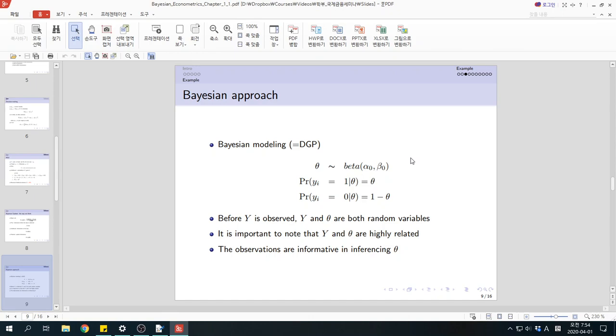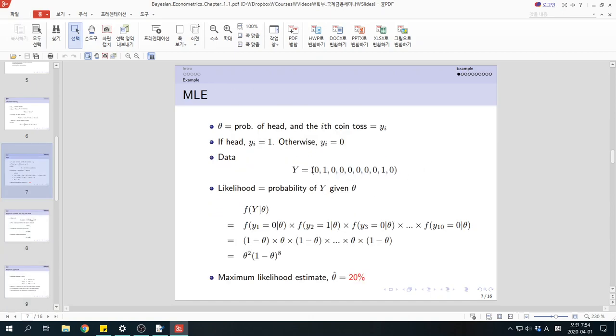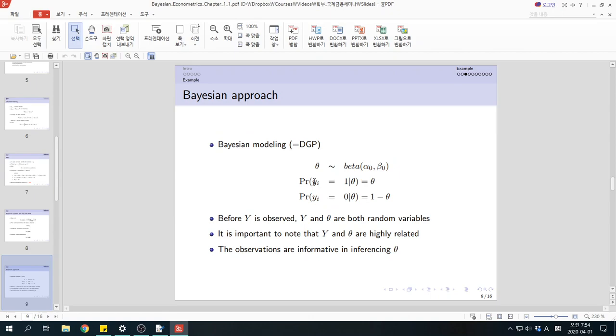It is very important to note that y and theta are both random variables. Once you observe the data y, which one is no longer random? Y is not a random variable anymore, because y is fixed at particular values. Y is realized, so the observations are not random anymore. They are just realizations.